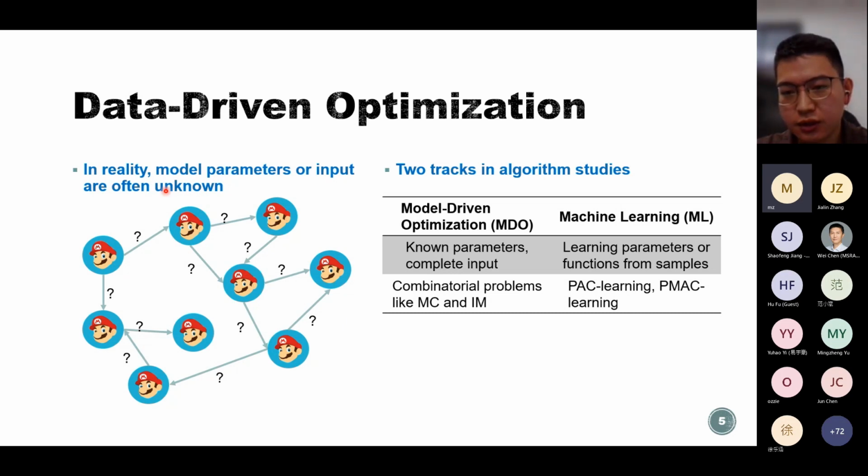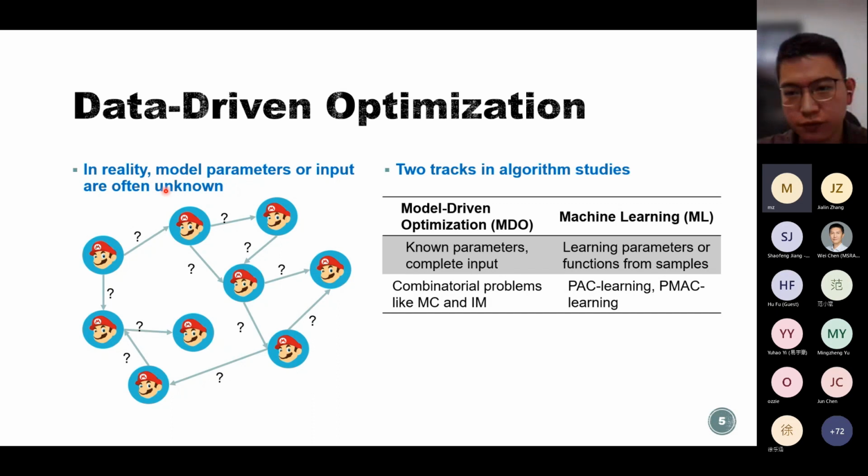For machine learning, the objective is very different. In this problem, the parameters are often unknown. The goal is to learn these parameters or learn the unknown functions from the samples. Theoretically, there are the PAC learning model or the PMAC learning model to describe these problems.